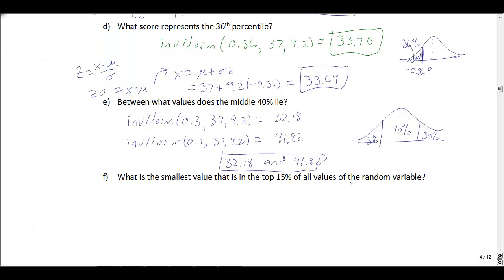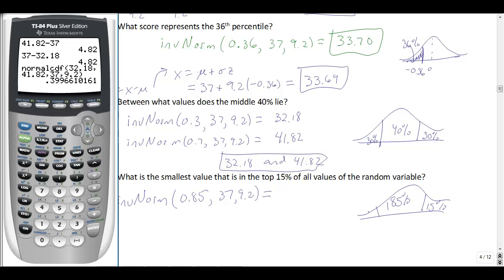Okay, last one on this set. What is the smallest value in the top 15%? We want 15% here. We're really trying to find the 85th percentile. This is just an invert norm, because if there's 15% in the top, there's 85% below. So invert norm of 0.85, 37, 9.2, and that's going to be 46.54.